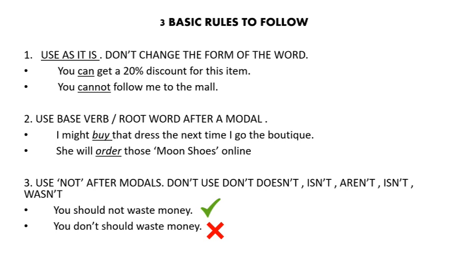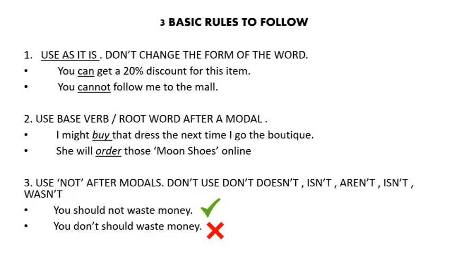When you use a modal verb, the word that follows after that is in the root form, the root word or the base verb. For example, I might buy that dress the next time I go to the boutique. So the modal verb here is might. The verb after might is buy. You don't say I might bought, even though the story or the paragraph is written in past tense. The next one. She will order those moon shoes online. You see the modal verb will followed by the verb order. All verbs following modal verbs are in base form or the root word. Remember that.